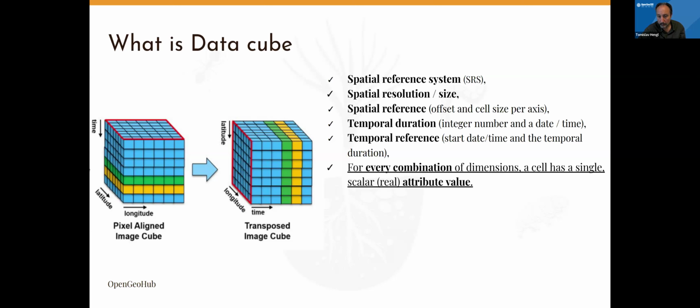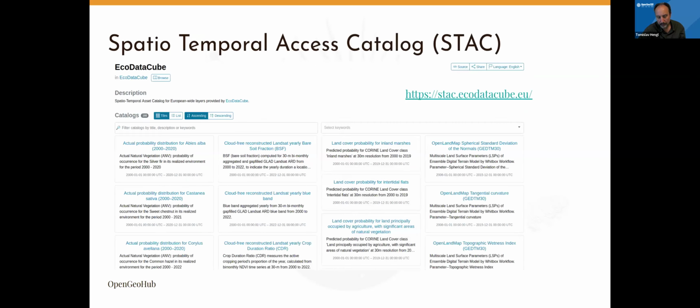And then when you organize in a data cube, it actually works as a geospatial database. So you can do queries, you can do a point query. You can then also aggregate the data. You can visualize it. So you can do a lot of things. And at the moment, the solution we use to share the data is called STAC, Spatio-Temporal Asset Catalog. And it is available on stac.ecodatacube.eu. And there you can explore this data.